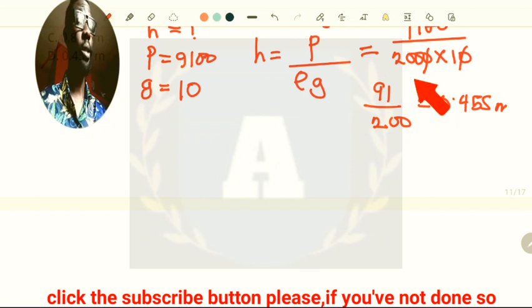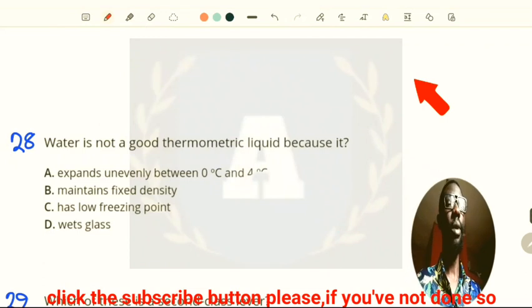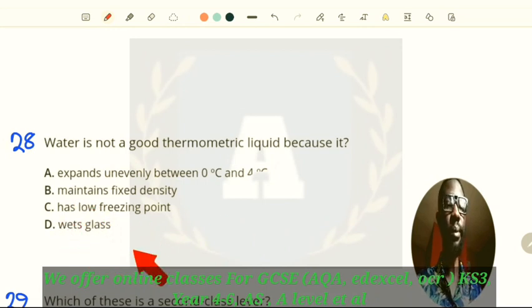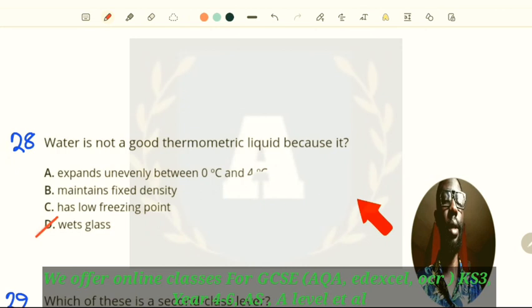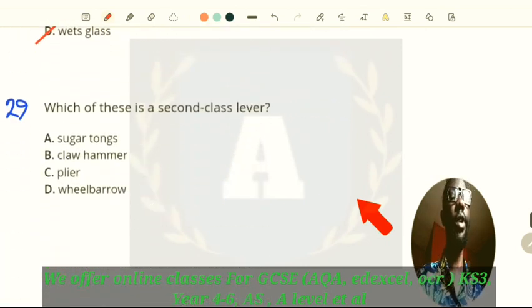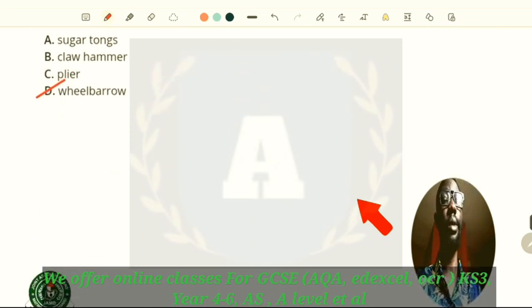Now, in the next question, we have water is not a good thermometric liquid because it wets glass. That's the answer. Quick one says, which of the following is a secondary lever? We have the opener, we have the wheelbarrow. So wheelbarrow is secondary. Pliers and scissors are first class, and the like. So the answer there is wheelbarrow.